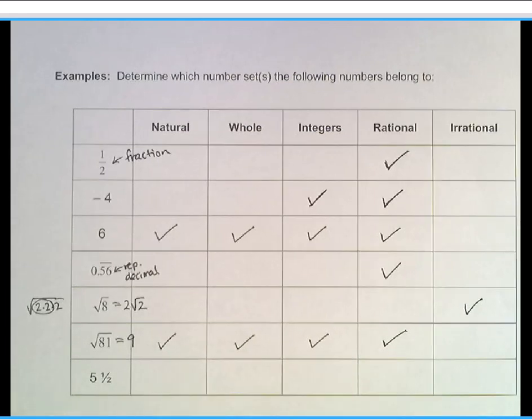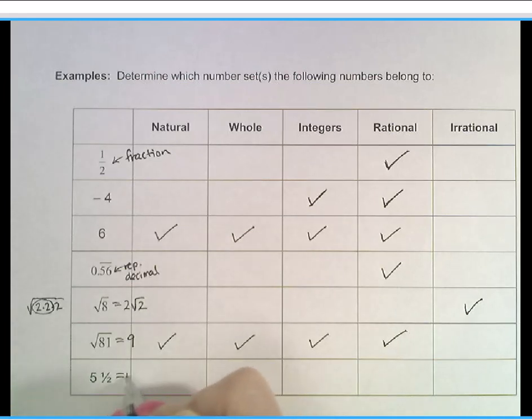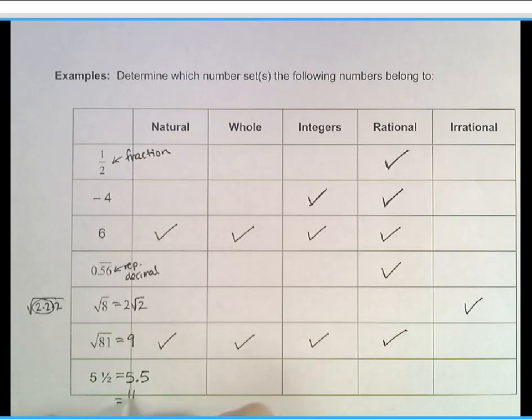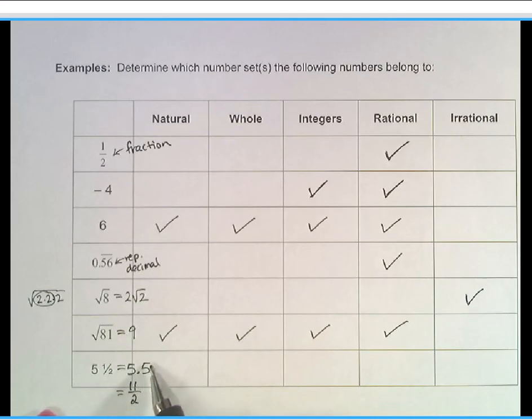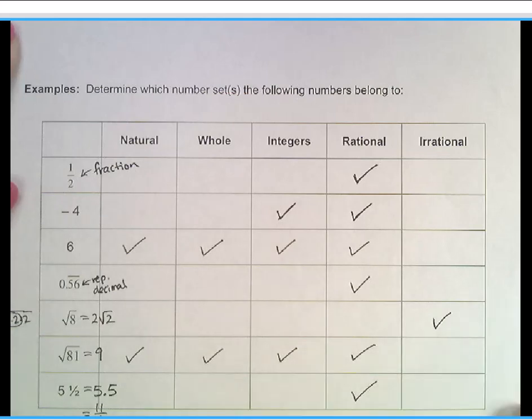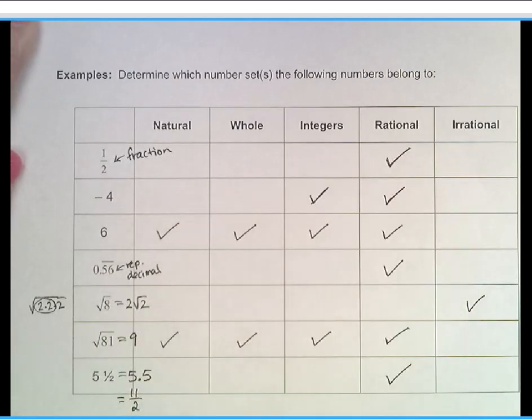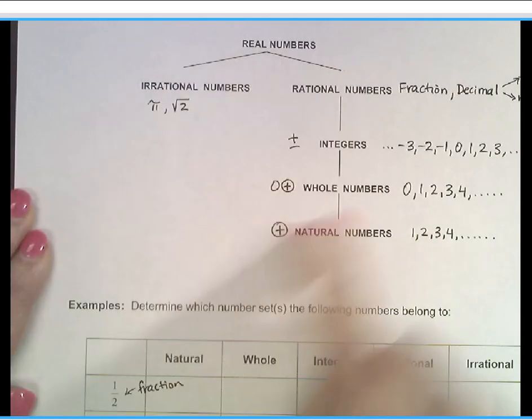And then the last one is 5.5. If you wanted to write that as a decimal, it would be 5.5, or you could write it as an improper fraction, 11 halves. Either way, it's a decimal that stops. It's a fraction. Decimals that stop and fractions don't start till you get to the rationals. So this one is just a rational number. This is absolutely something you need to be able to do: if I give you a number, you have to be able to tell me what number sets it belongs to. So make sure when you're studying that you know how to recreate this picture.